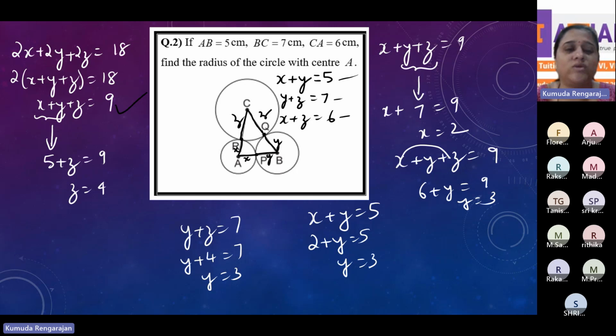Once you get the equation x plus y plus z is equal to 9, using this equation and these equations, you can find the values of x, y, and z, the way you want.